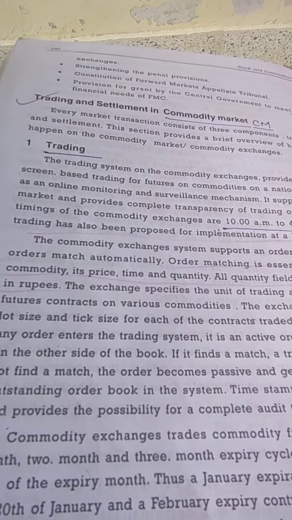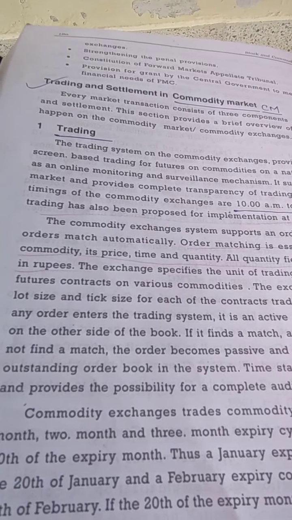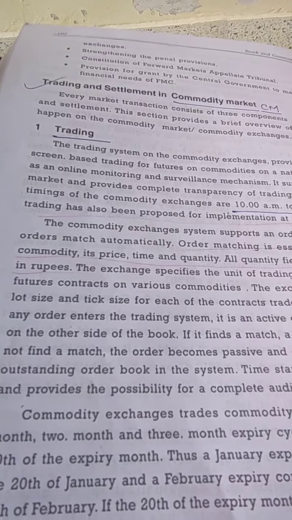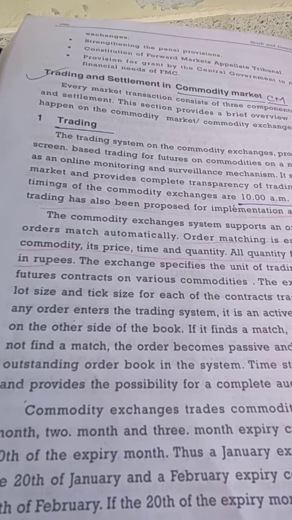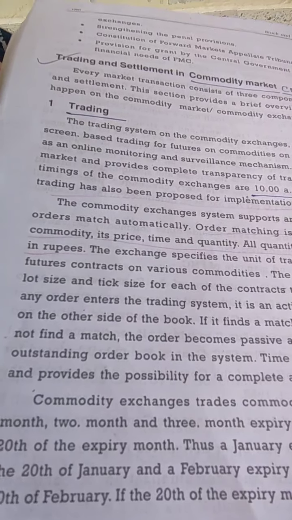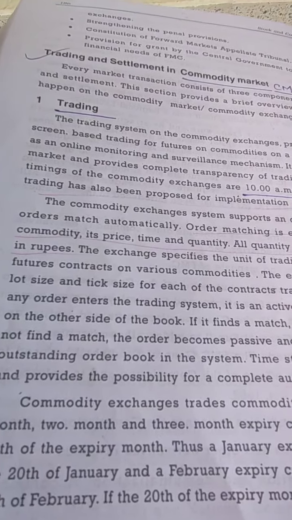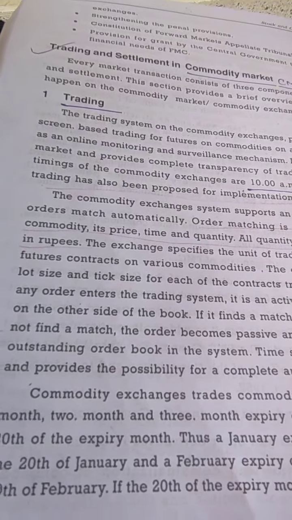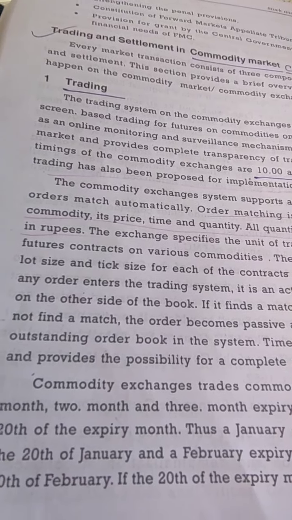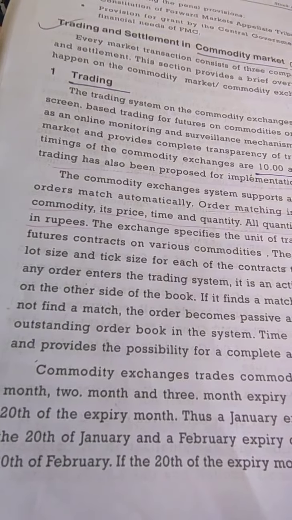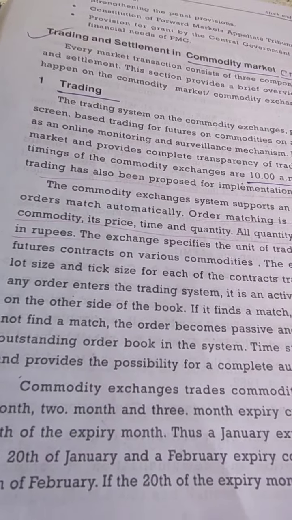Now the trade timing. The matching of the commodities can be done only between 10 a.m. to 4 p.m., while the actual working hours of the commodity exchange are 9 to 5. The matching of the transaction takes place only between 10 to 4, and the time left is for the implementation stage. Many times the settlement of the transaction happens at the end of every day.